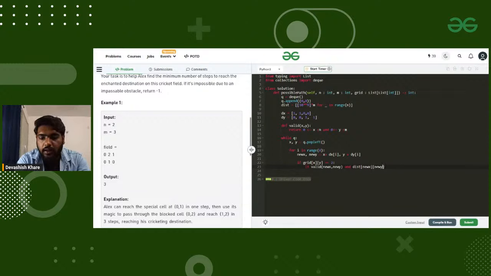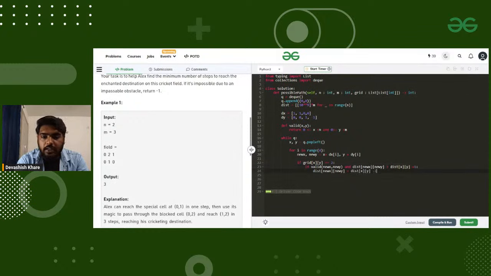New x, new y. If that is greater than the distance which we are currently at, plus 1. This is how many steps we will be taking to reach the neighbor, and the neighbor would already have some steps if it is already traveled, and if not, it will have the maximum value. So whatsoever, if the distance we are going to is actually bigger than what we are calculating, only then we are going to go inside this if and change the value. Other than that, we won't. So I will write this. And what is going to be the new value? This one. I hope you're understanding that.